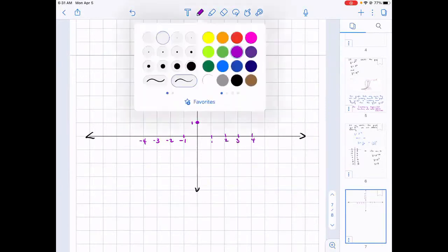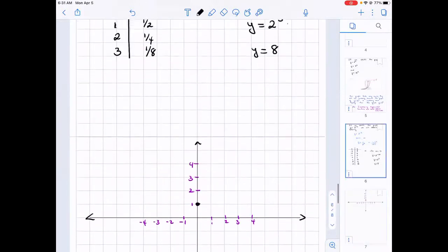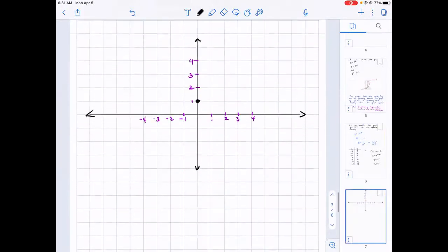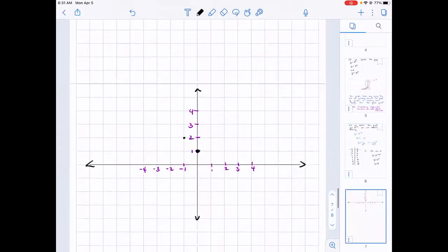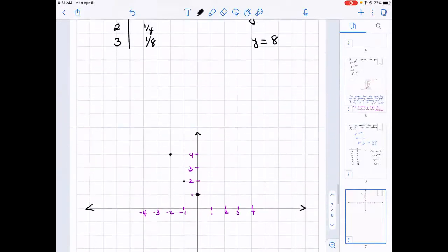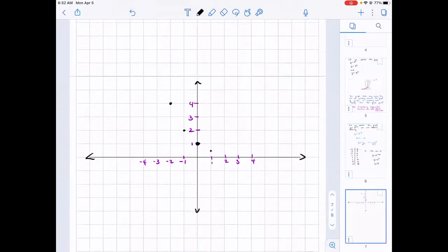And we know some key points here. 0, 1 will be there. We also saw that when it's -1, the value will be 2. And when it's -2, the value will be 4. And when it's -3, it will be 8, which I don't have space to plot all my points. And when it's 1, it's 1/2. So you'll notice now that your graph is going this way.